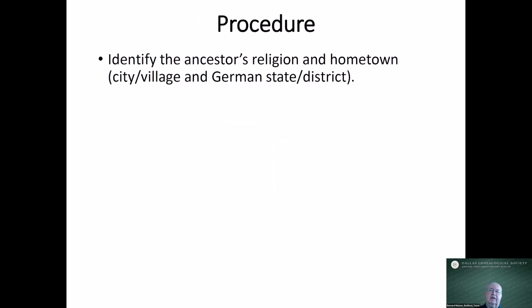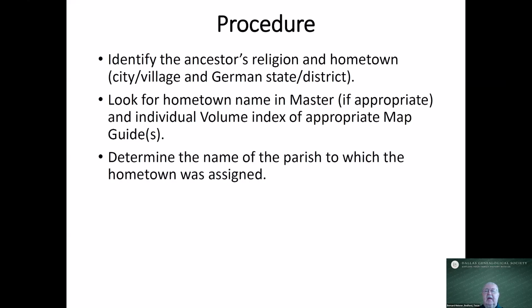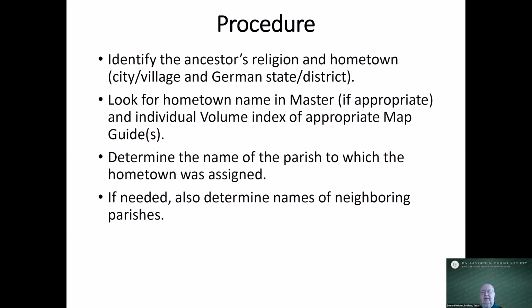So the way to do this, working with Hansen guides, is first figure out the ancestor's religion and hometown, ideally the city or village. If not that, the German state or district. In the Hansen guides, they have master indices at the back of the book. Anytime you're looking in genealogy, you always look at the front of the book and the back of the book before you look at records, the front of the microfilm, the back of the microfilm. And then the individual volume index. Find the name of the parish for which you're searching, and you can also figure out the names of neighboring parishes. The map guides will help you with that. That's why they're map guides.